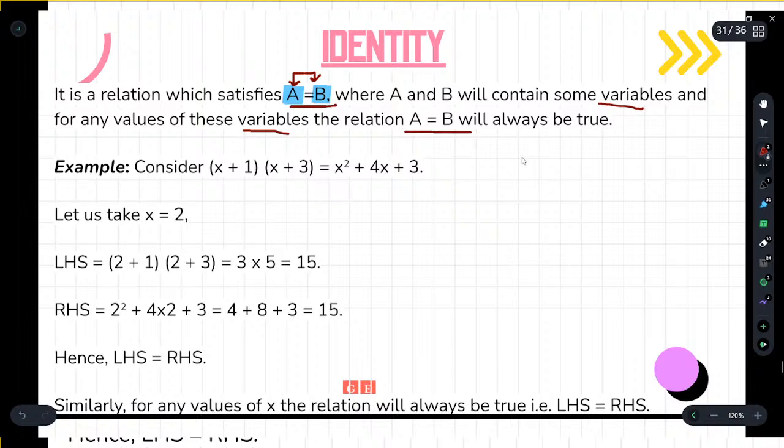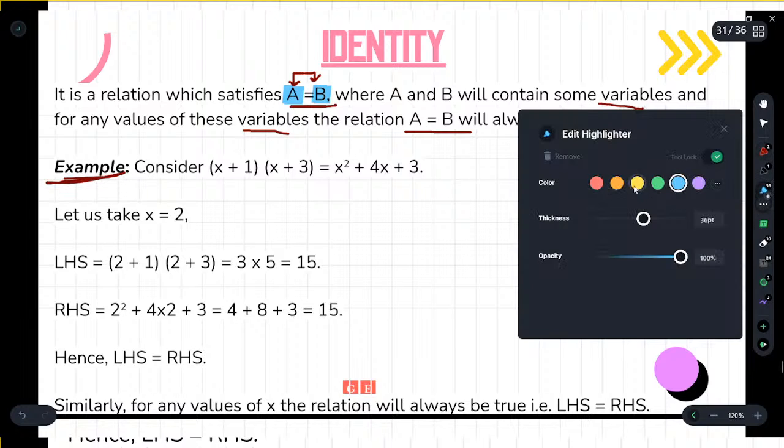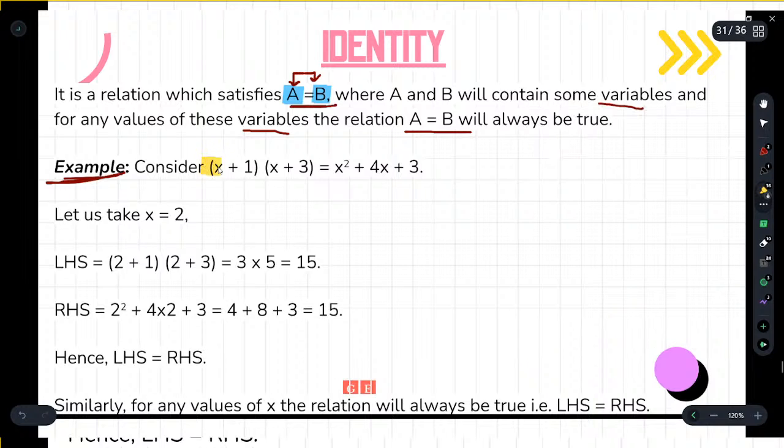Like if there are two algebraic expressions A and B and I take the value of the variables as 2. If I put the value of the variable as 2 in both of these expressions and I get the same answer, then this will prove that this is the identity of these algebraic expressions. Now let's consider this example. Consider x plus 1 into x plus 3 is equal to x square plus 4x plus 3.